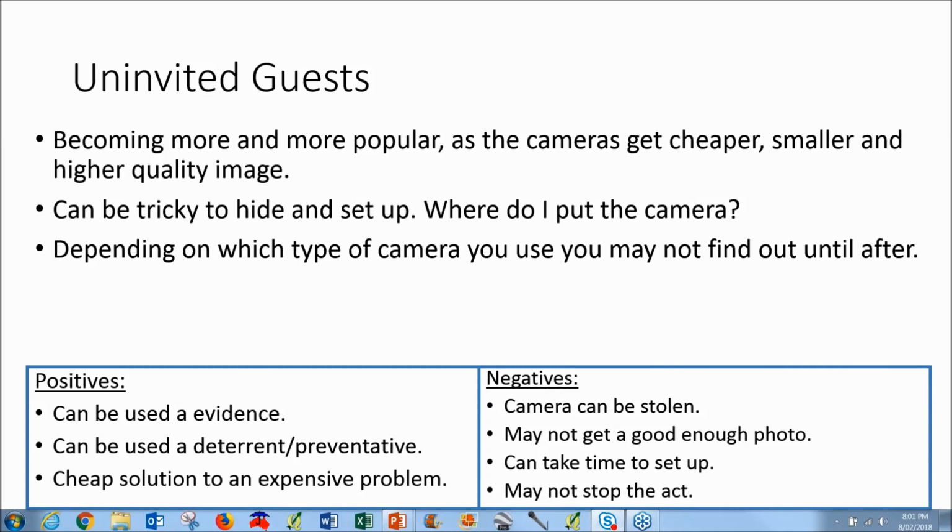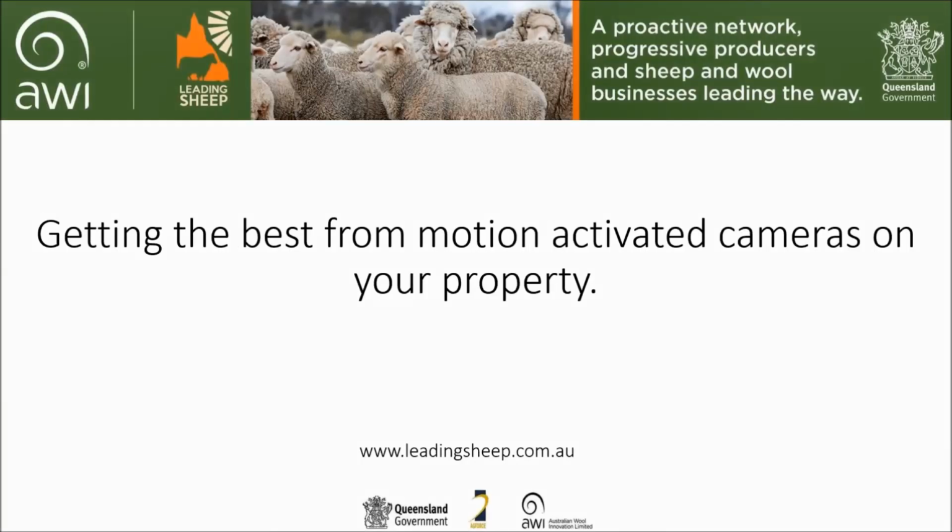The negatives are they can be stolen. You may not get a clear enough image to clearly identify who is coming on your property, and it may not stop the act. And it can take a little bit of time to get you set up correct. The focus of the lens, how far away can you put it. So you can stage that a little bit, and it may make it a bit easier to get that clear image.